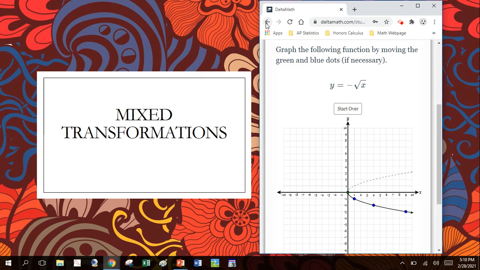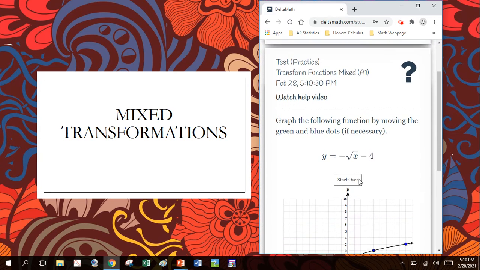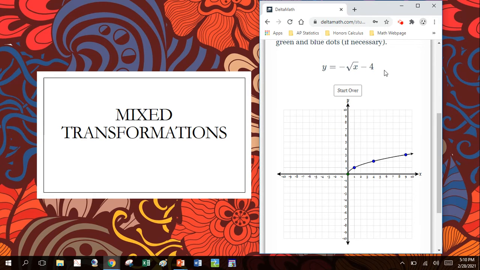It's just a reflection. So let's look at a couple of other examples where we maybe have more than one transformation. Here's one. Again, we've got the square root function, and we have a negative sign in front, which means that we're going to have some kind of reflection. And then we also have a negative 4 here, which means that we're going to have some kind of translation. I would always start with the reflection first in this particular case. So we're going to have the reflection over the x-axis. That means we're going to bring it down to here.